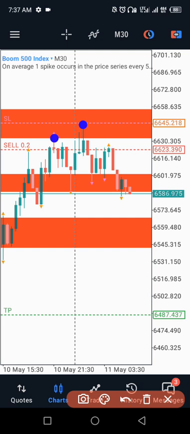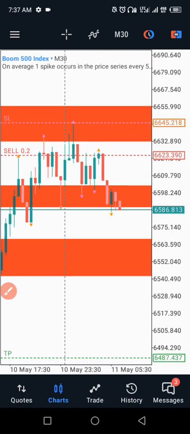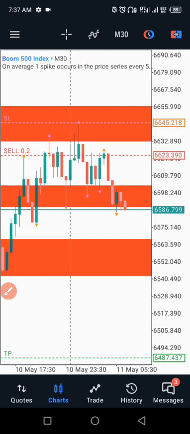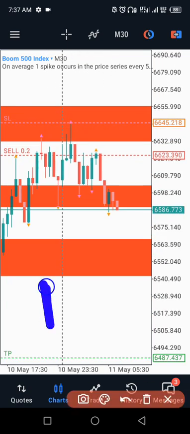So after we have been able to identify that, now we want to exactly pinpoint where to place our entry in the market. And this will lead us to the next point, where we are talking about the double top.